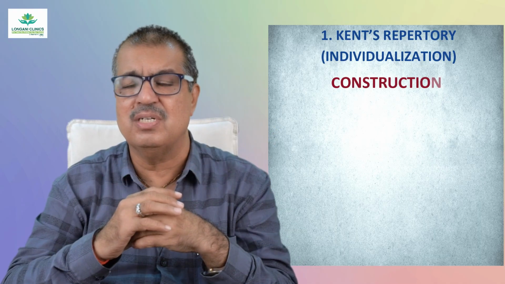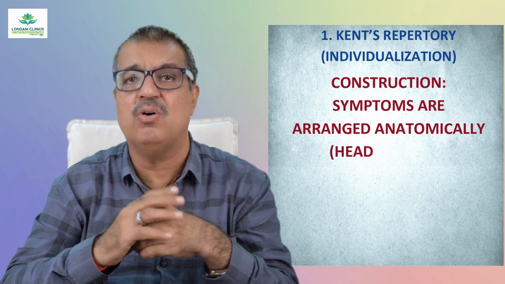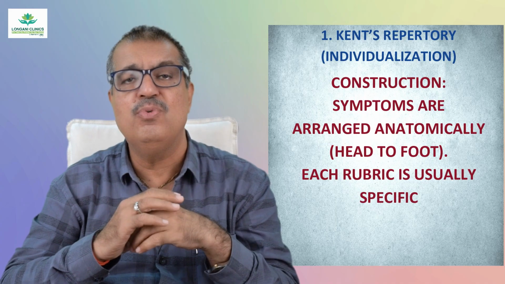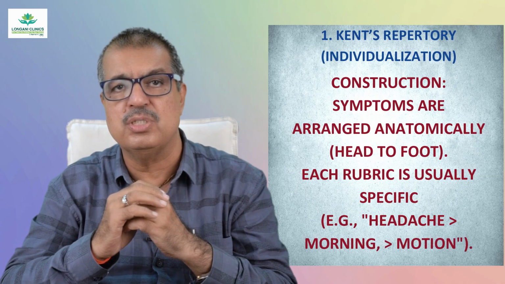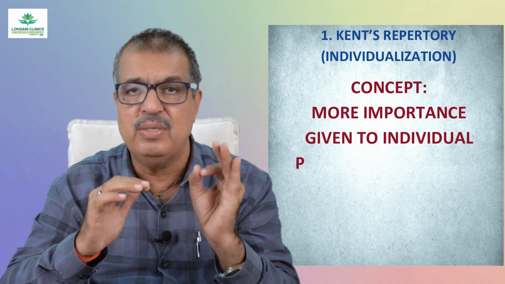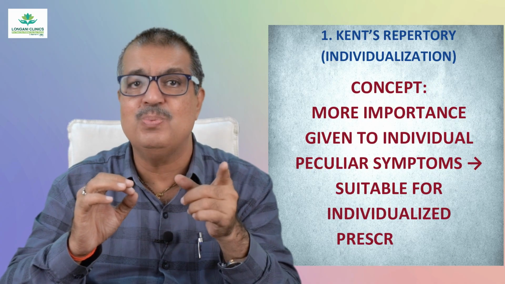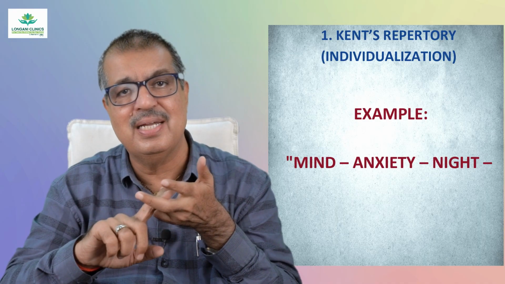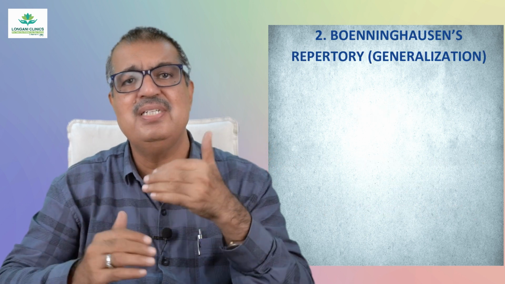Now we'll see the construction in Kent's repertory. Symptoms are arranged anatomically, in schematic order, from head to foot. Each rubric is usually specific. For example, headache, better morning. Headache, better by motion. Now, what is the concept? More importance is given to individual peculiar symptoms suitable for individualized prescribing. For example, mind, anxiety in the night, in bed. A very individualized rubric.